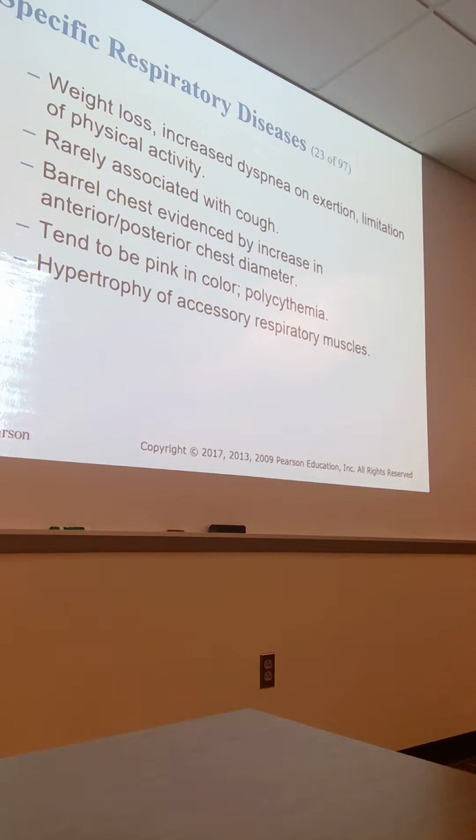Weight loss, dyspnea on exertion. Cough is not a predominant factor, although they can have cough. And they do have increased incidence of bronchitis also. They are pink, they're polycythemic. Why are they polycythemic? What is polycythemia? Increase in red blood cells. Why do they have increased red blood cells? They're trying to compensate for hypoxia.